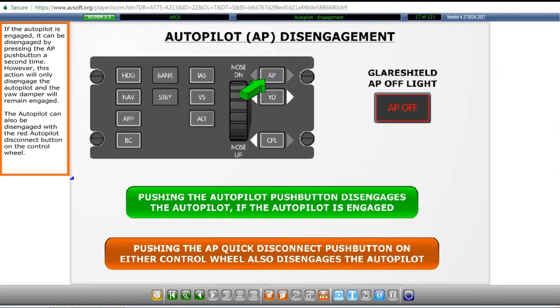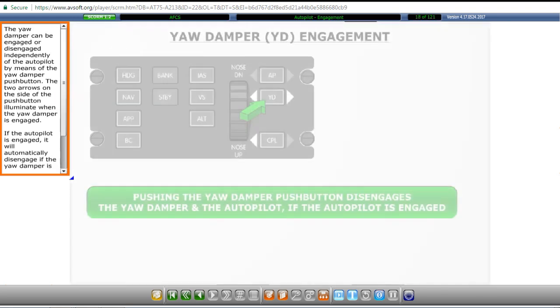If the autopilot is engaged, it can be disengaged by pressing the autopilot push button a second time. However, this action will only disengage the autopilot and the yaw damper will remain engaged. The autopilot can also be disengaged with the red autopilot disconnect button on the control wheel.